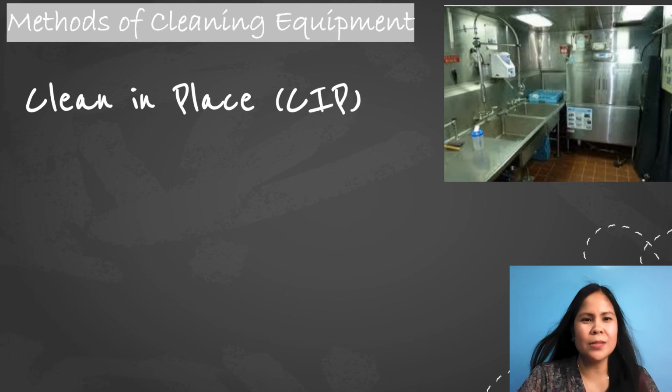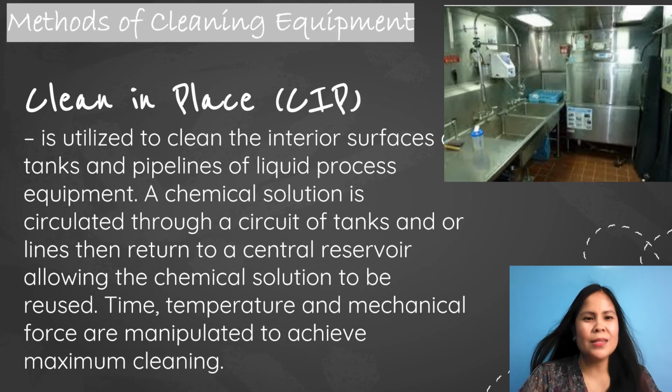Another method is clean in place or CIP. It is utilized to clean the interior of surfaces, tanks, and pipelines of liquid process equipment. A chemical solution is circulated through a circuit of tanks and or lines then returned to a central reservoir, allowing the chemical solution to be reused.